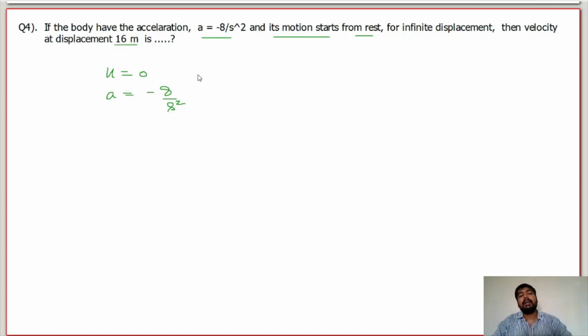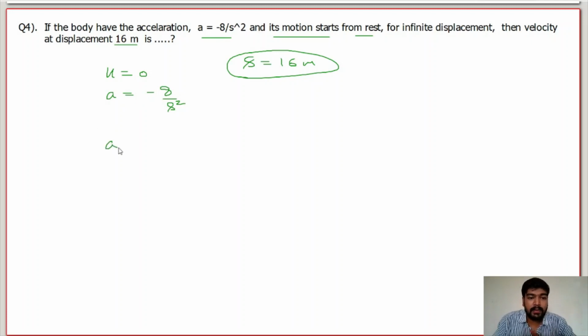So we need to find the velocity at displacement s equals 16 meter. Here just think whether acceleration is constant or varying. Here acceleration is varying, so we have only two equations: a equals dv upon dt or a equals v dv upon ds. I think here the term displacement is given, so we will go with the second equation.